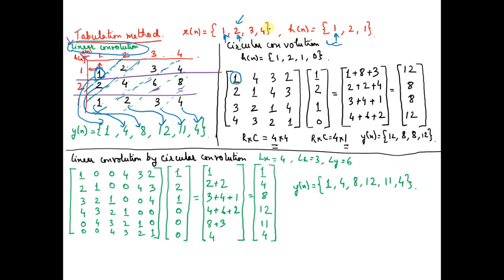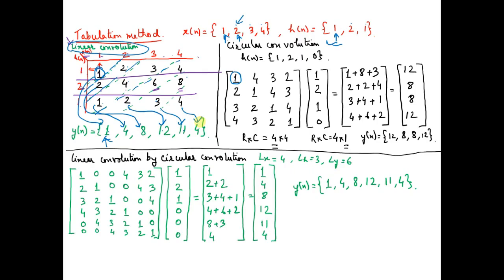So how do you find out? 1, 2, 3, 4, 5. After 5, this is the value. And length is L of x plus L of h of x minus 1, 4 plus 3, 7, minus 1, 6. So 1, 2, 3, 4, 5, 6.